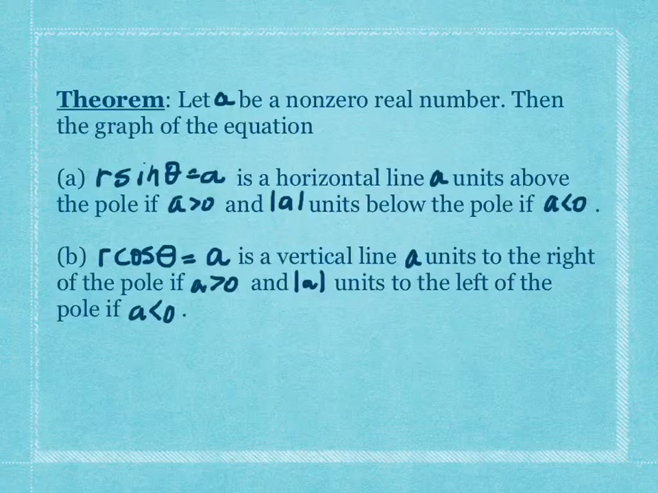And what is the pole again? The origin. So we're talking about the origin. When you see the word pole in polar coordinates, that means the origin from your rectangular coordinates, okay? So if we're dealing with a horizontal line, obviously it has to be either above or below the pole. And if you're dealing with a vertical line, it either has to be to the right or to the left of the pole. Everybody with me?